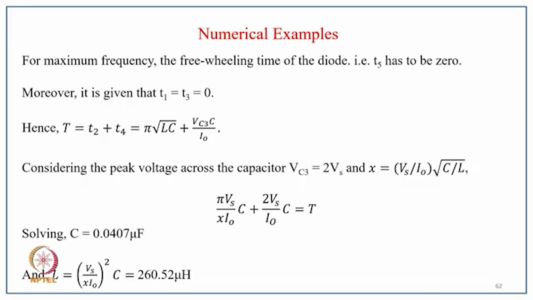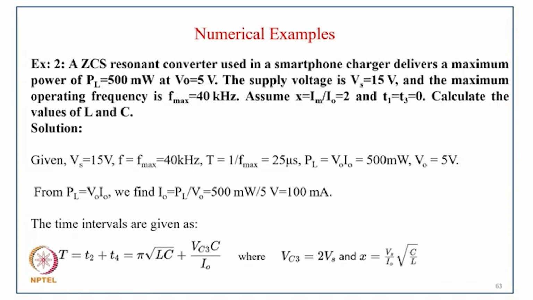So we get here from putting value C equal to 0, taking C0 equal to 0.407 microwatt and Lx comes equal to 260.52 microhenry.